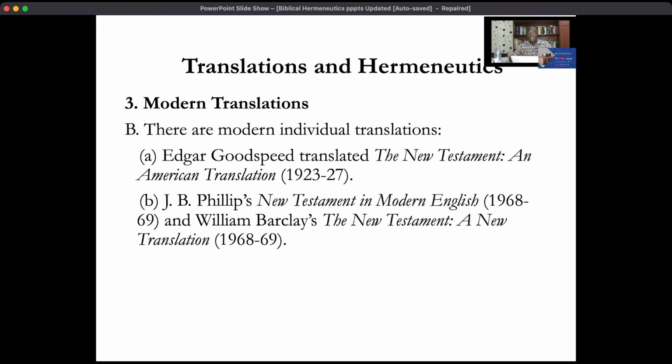There are modern individual translations. We have Edgar Goodspeed's translation, the New Testament: An American Translation, J.B. Phillips' New Testament in Modern English, and William Barclay's New Testament, a new translation.